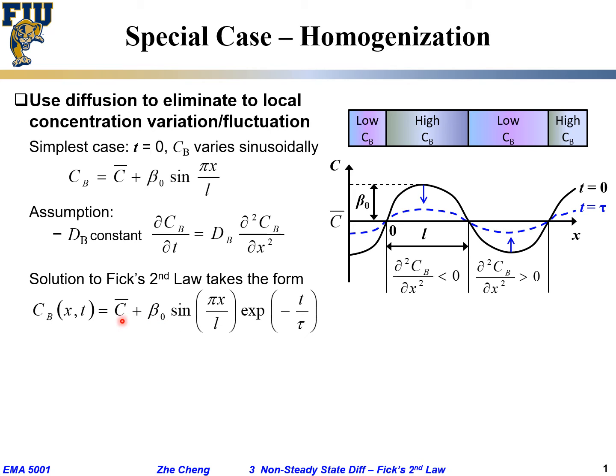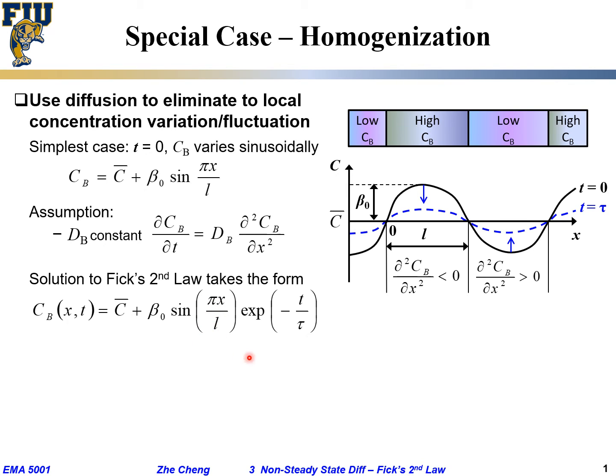C bar is still your average, and let's say the material doesn't lose material, and new material doesn't come in, the C bar should hold constant over time. C bar, the average concentration, doesn't really change because I'm not providing new material or extracting material. Plus this term. The B0 is still our original amplitude of this oscillation, and we have a sine term, sine pi x over L.